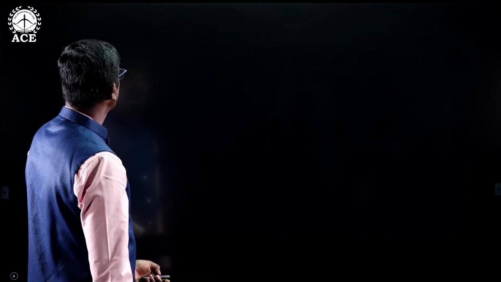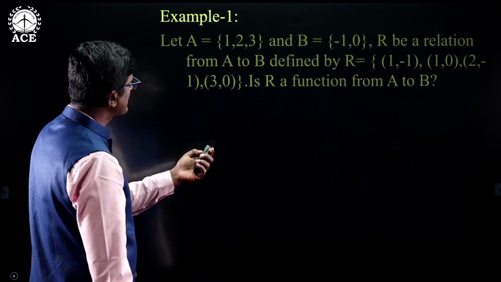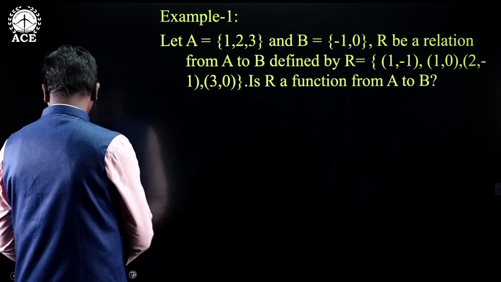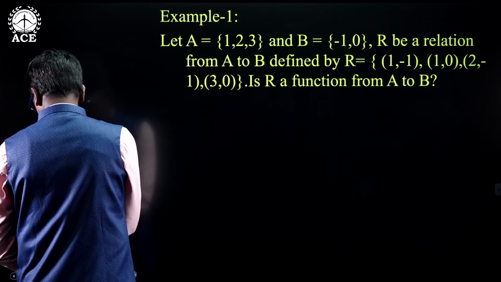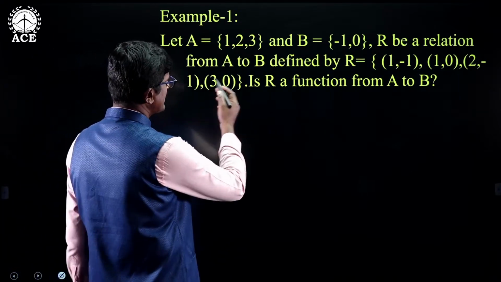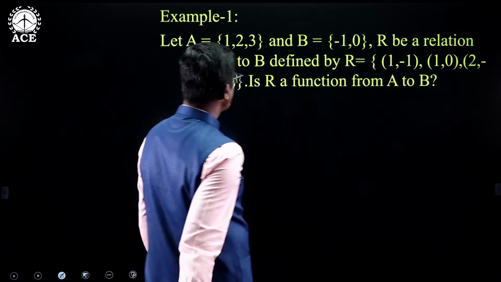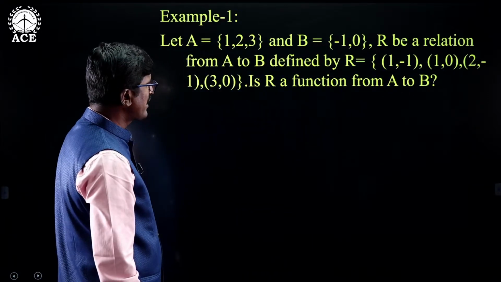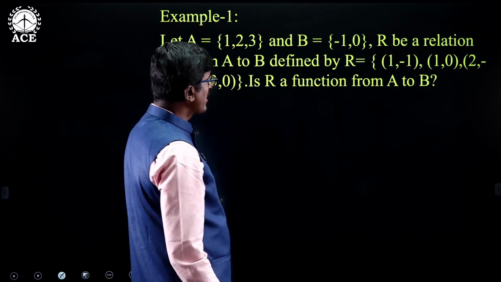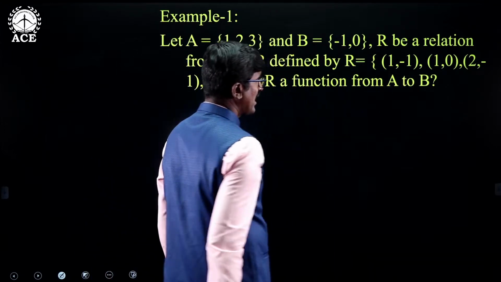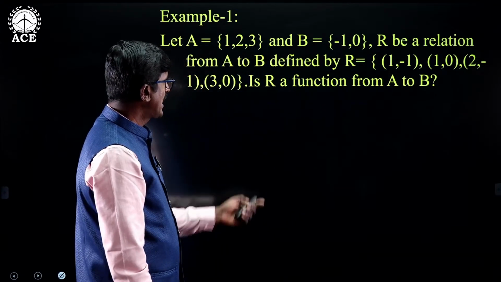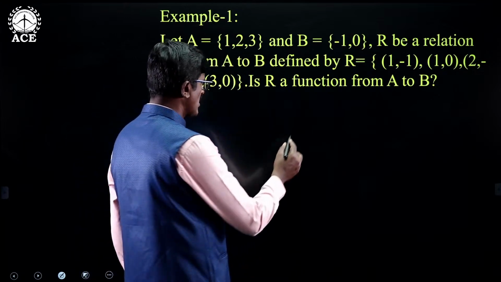Now let us see the different types of functions, and these are some examples based on the functions. Here I have taken an example. This is set A, this is set B, and R is the relation from set A to set B defined like this. Now, is R a function? They have given this problem. We have to verify whether this is a function or not.